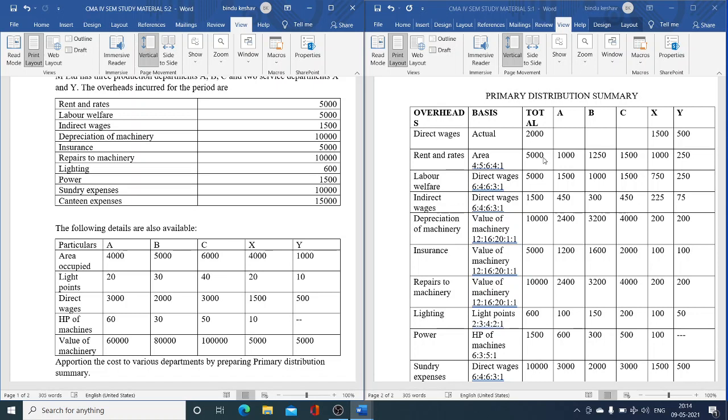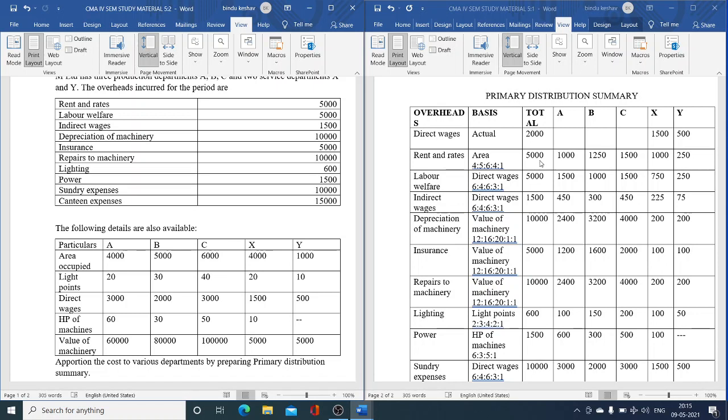Now this 5,000 rupees has to be distributed among the three production departments and the two service departments. So 5,000 rupees should be distributed on the ratio 4:5:6:4:1. So how can this be done? First we will have to add 4 plus 5 plus 6 plus 4 plus 1, which is equal to 20. Now based on that, we will be distributing rupees 5,000 to different departments, that is A, B, C and service departments X and Y. So the first one, A: 5,000 rupees multiplied by 4 divided by 20, the total. So 5,000 into 4 by 20, that is 1,000.